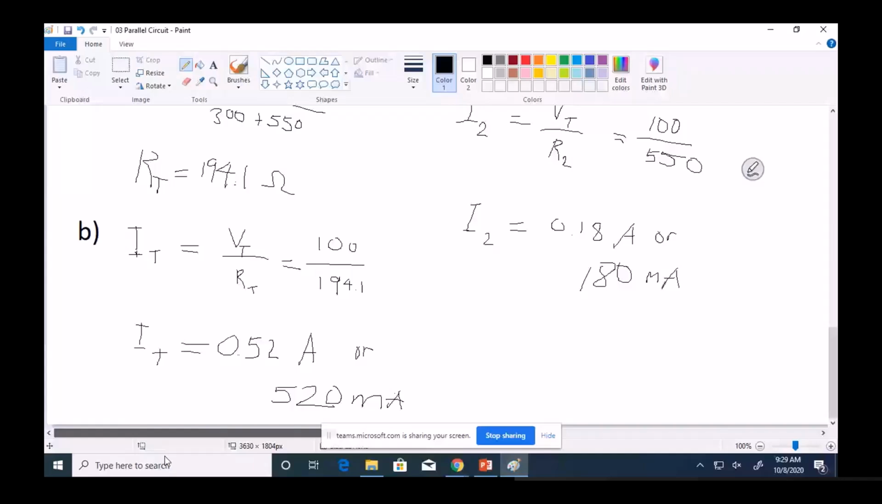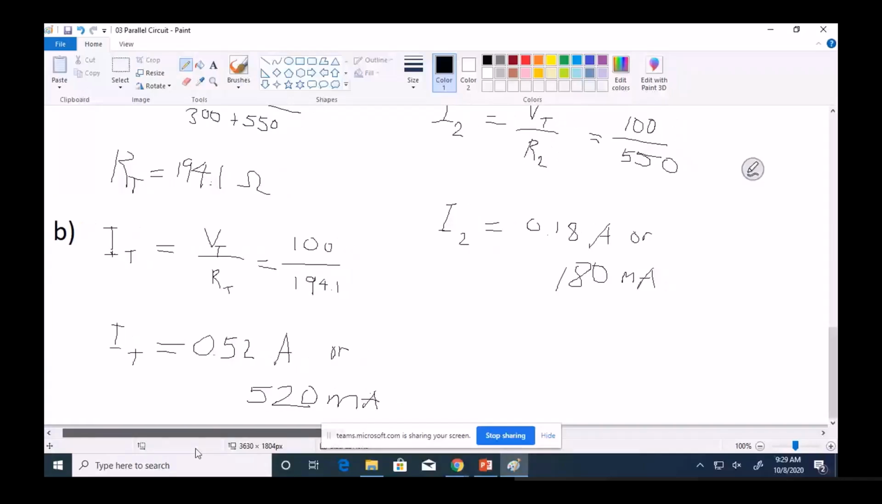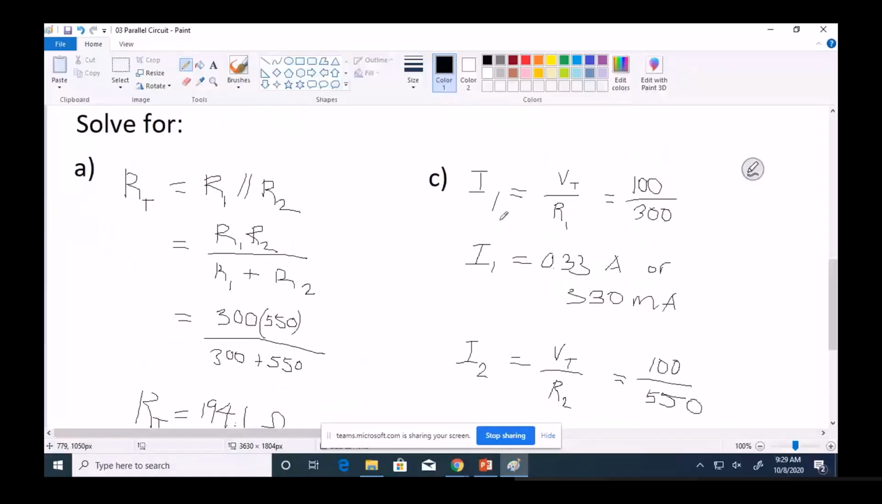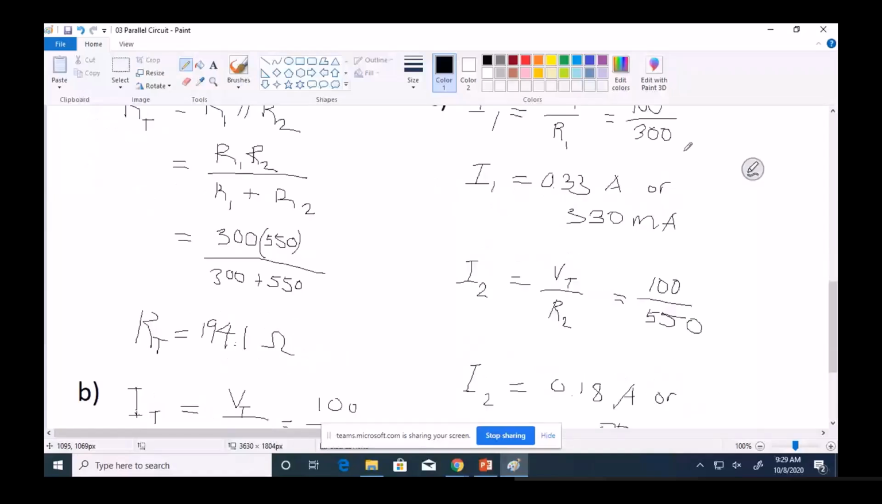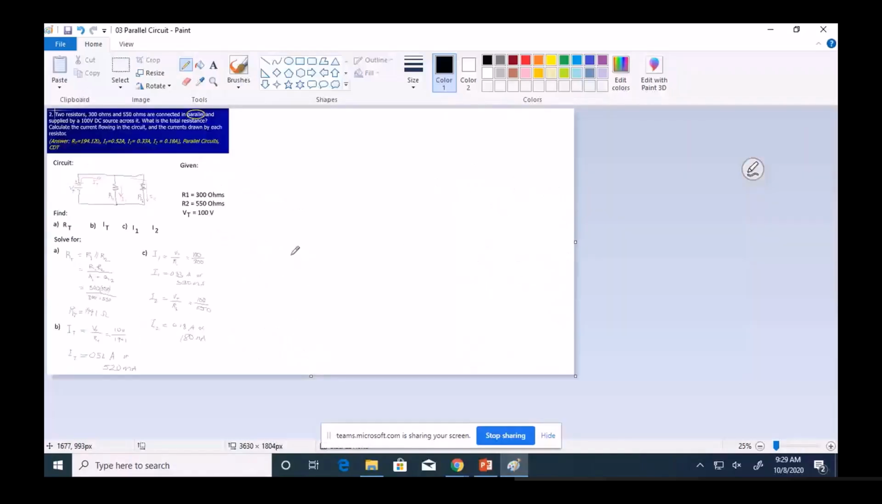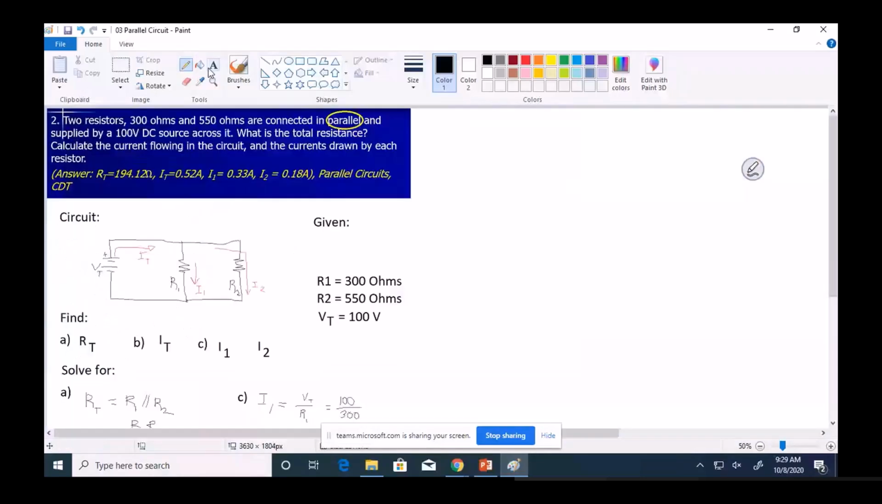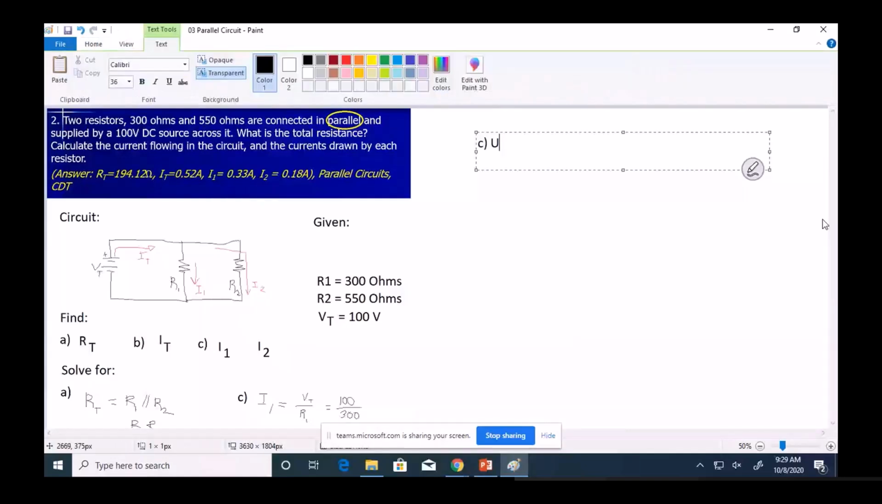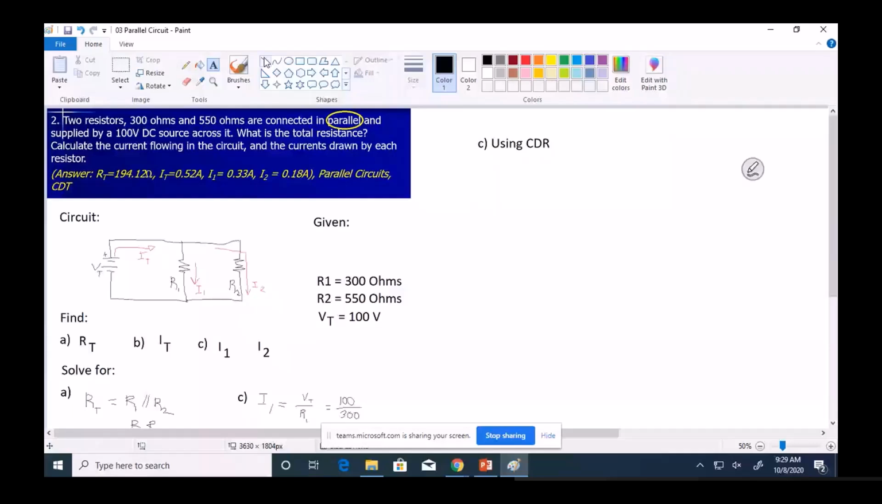We solved A and B and C. And since this is parallel, we can also solve I1 and I2 without using Ohm's law. We go to the current divider rule. So current divider rule, here, see, using CDR, we can also solve I1.